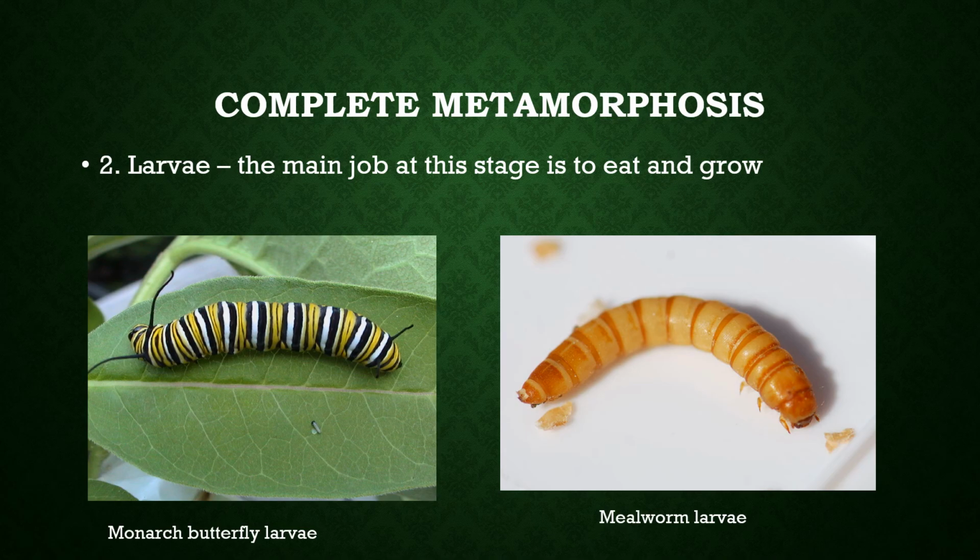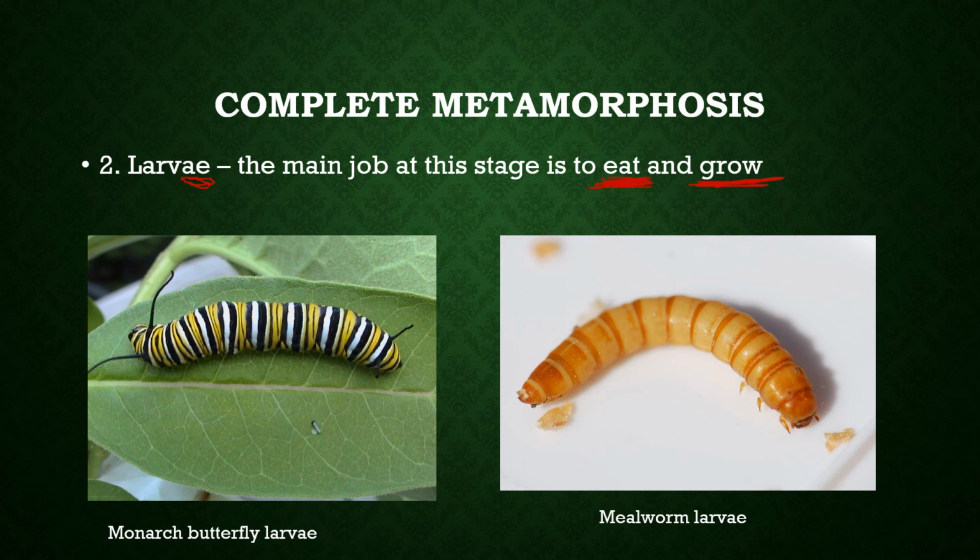The second stage of complete metamorphosis is larva. Okay, this is not pronounced larvae. However, the AE on the end there is the Latin spelling. So you could maybe just see LARVA, but it's still pronounced larva. And the main job of the larva stage is to eat and grow. Super important stage. To be honest, I kind of wish that was my main job in life too, but alas, it is not.